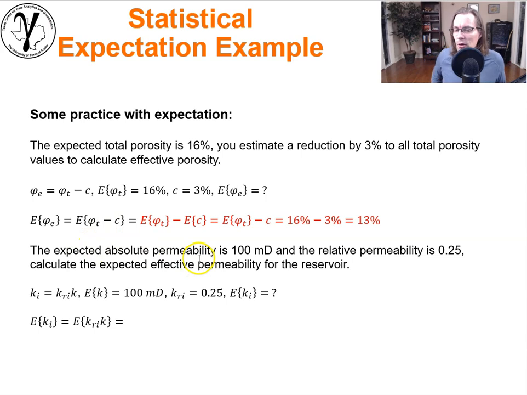Okay, let's look at this one. The expected absolute permeability is 100 millidarcies, and the relative permeability, due to having multiple fluids, multiple phases involved, is 0.25. Calculate the expected effective permeability for the reservoir. So the equation for effective permeability for the specific phase is equal to the relative permeability multiplied by absolute permeability, with this equation right here. We know the expected absolute permeability is 100 millidarcies, and the relative permeability is 0.25.